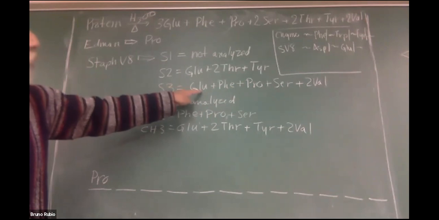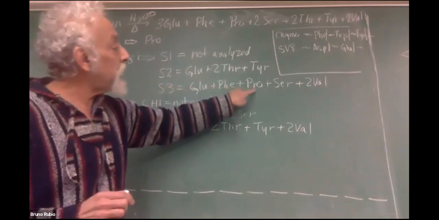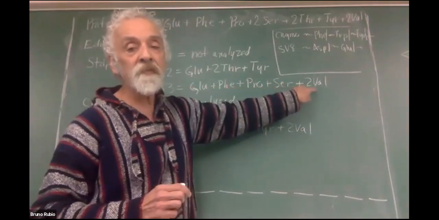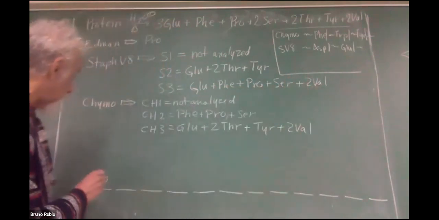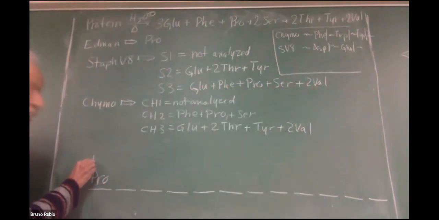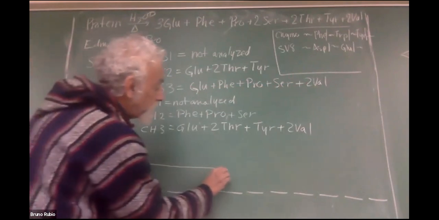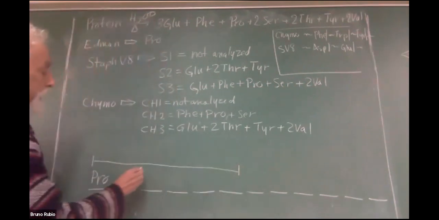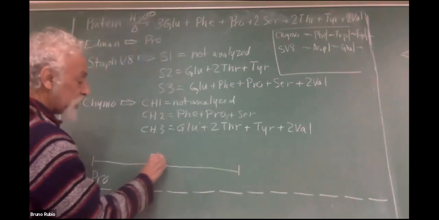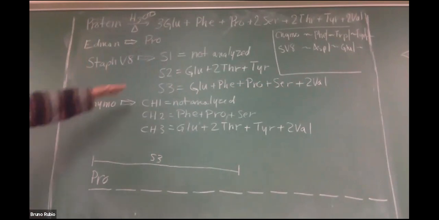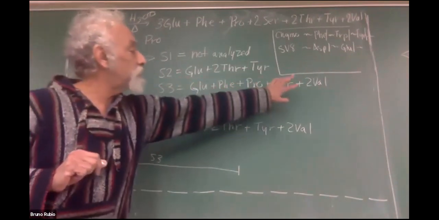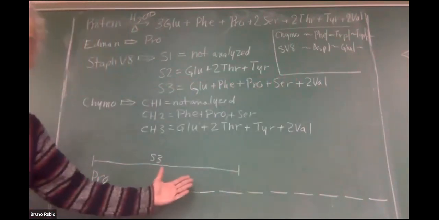S3 is 1, 2, 3, 4, 5, 6 amino acids long. So on my little scorecard, I'm going to mark out 6 amino acids. There's my fragment S3. I'm taking 6 amino acids, and now I know where S3 is.